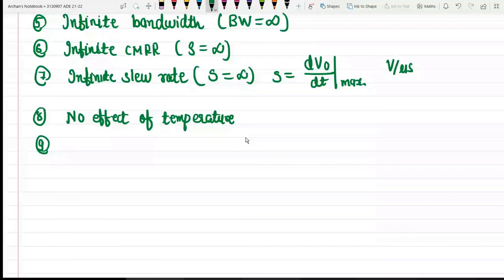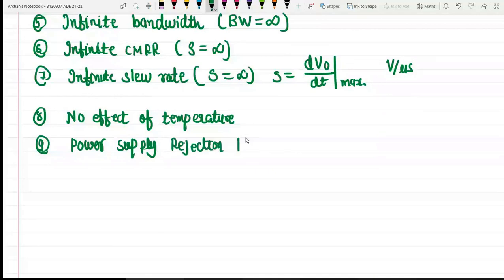Okay, this is also known as PSRR, power supply rejection ratio, PSRR, and that should be equal to 0. Okay, now what do you mean by this PSRR?